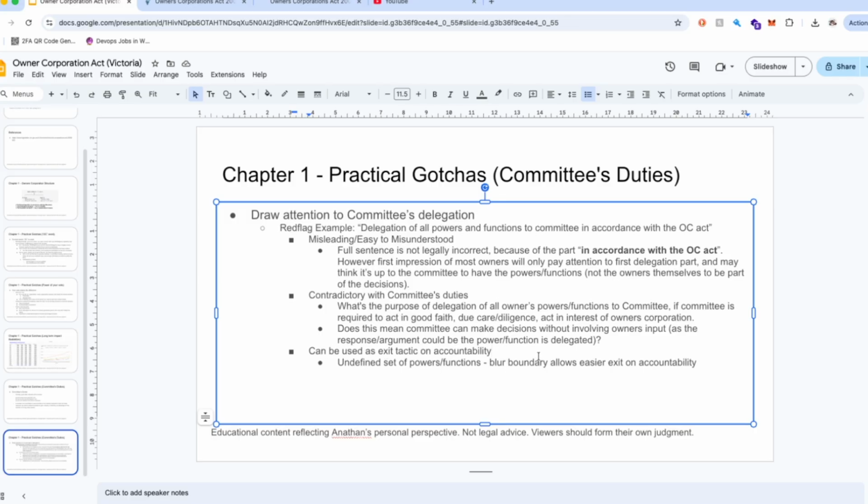Next, it can be used as an excuse tactic to avoid accountability. If there's certain accountability that the OC requests of the committee, the committee could use this, at least in, let's say, a private response, as an excuse tactic. And one highlight: because it's an undefined set of powers and functions, it blurs the boundary and allows easier avoidance of accountability.